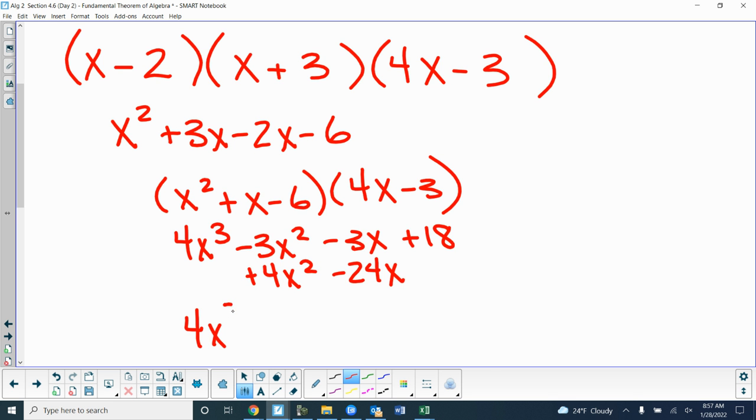So 4x cubed plus 1x squared minus 27x plus 18 has a 0 of positive 2, a 0 of negative 3, and a 0 of 3/4. So that's the polynomial that goes with those 3 zeros that we started with. So we're just going backwards today. That makes sense? Yeah. So always start how? X minus. Yeah, always in the beginning, right?